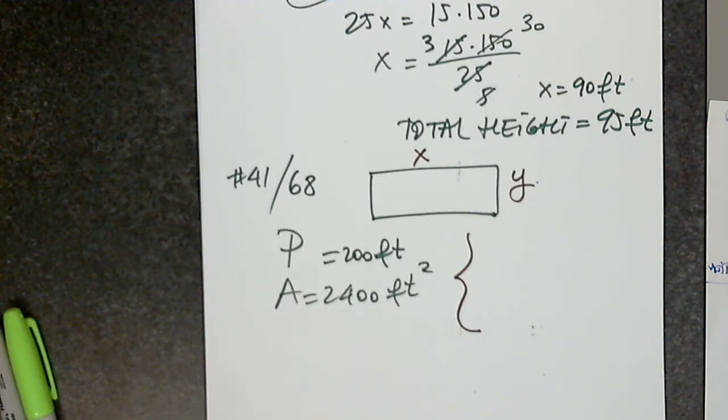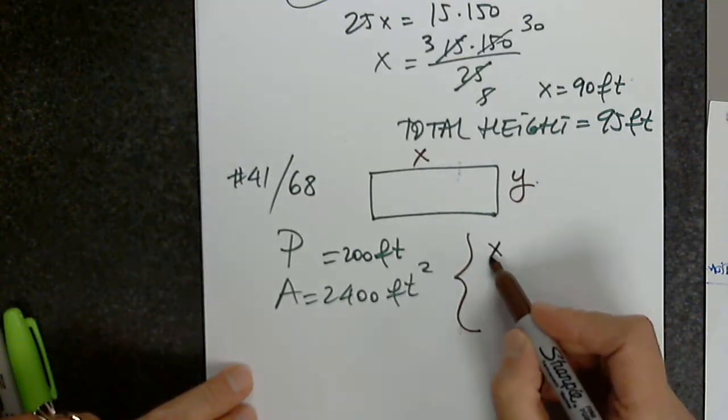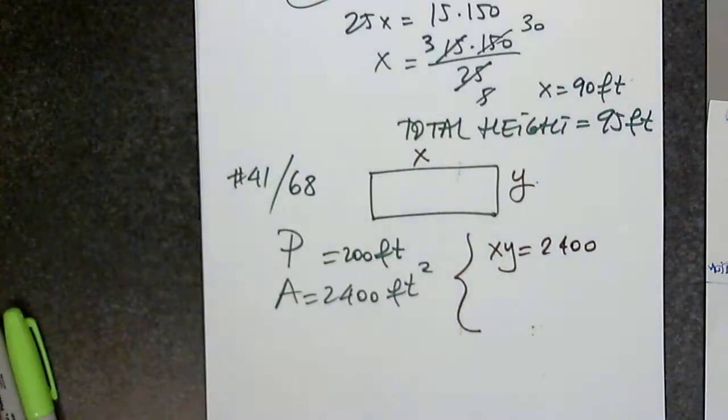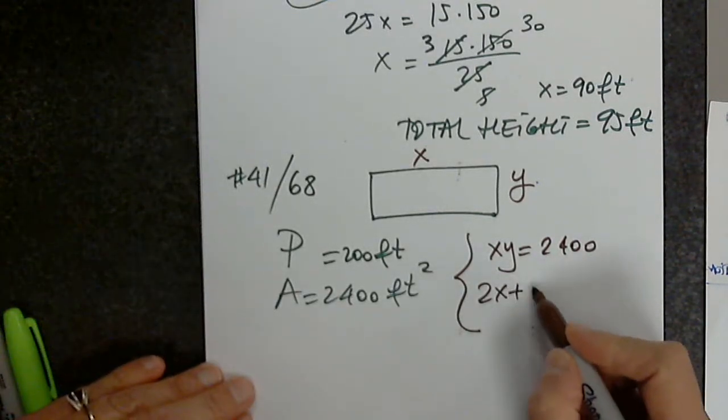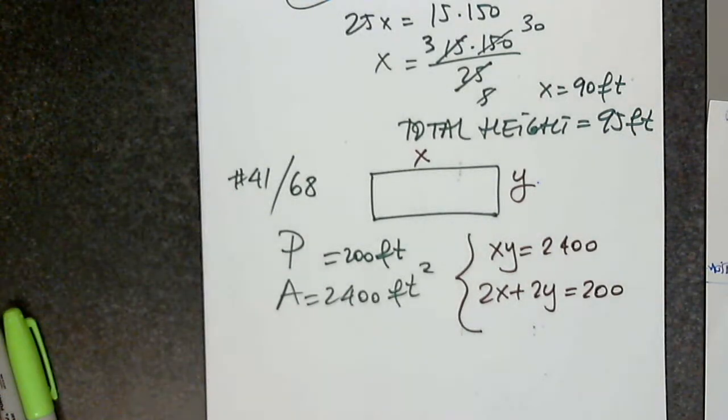Can anyone give us a system of 2 equations? X times y is 2,400. Perfect. Excellent. And can anyone give us one more equation? X plus y plus y, 2x. Excellent. 2x. Let's do it. Very good. Excellent. That's perfect. Good. What do I do next?